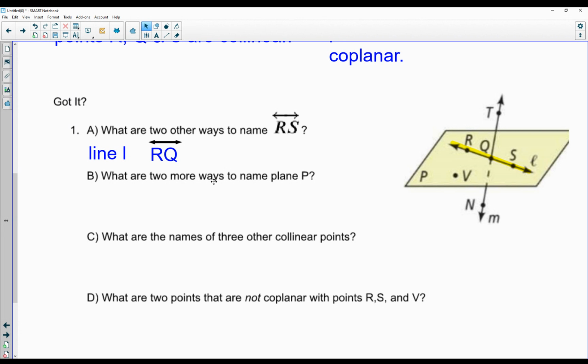Okay, what are two more ways to name plane P? Remember, a plane has to have three letters that are non-collinear. So we can say, how about plane RVS? RVS are not collinear, so that's a good way to name the plane. Another way is we can do plane, how about QSV?